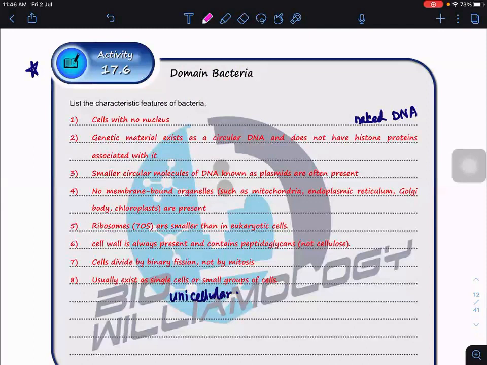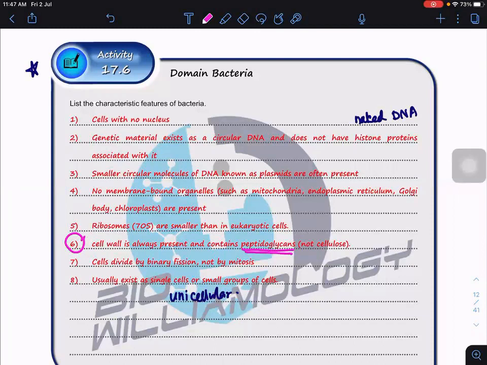Only one: highlight number 6, peptidoglycan cell wall. If you say no nucleus, it's not specific, because later we're going to learn that archaea have no nucleus as well. You talk about 70S ribosome, not specific enough. So if the question asks for specific characteristic features of bacteria, only one, peptidoglycan cell wall, which you won't be able to see in any other living organism or other domains. Only the bacteria will have this. Are you clear?